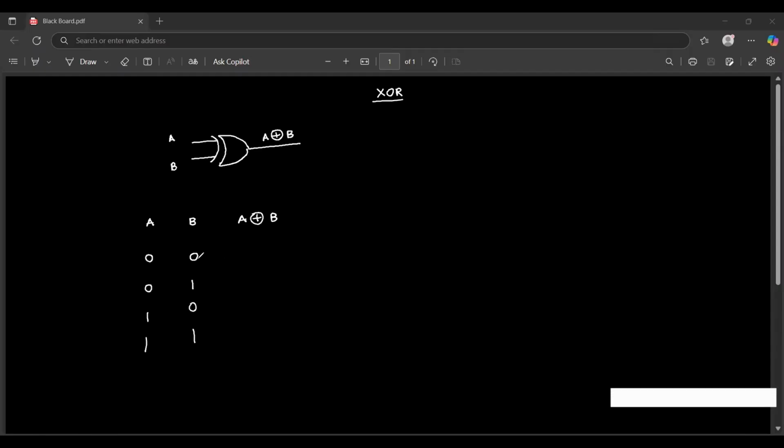When we send them through an XOR gate, if an odd number of signals are 1, then the output will be 1. According to the truth table, since there are two input signals, the combinations are 4: 0 0, 0 1, 1 0, 1 1. If an odd number of input signals are 1, then the output will also be 1. So here 0, here 1, here 1, and here 0.